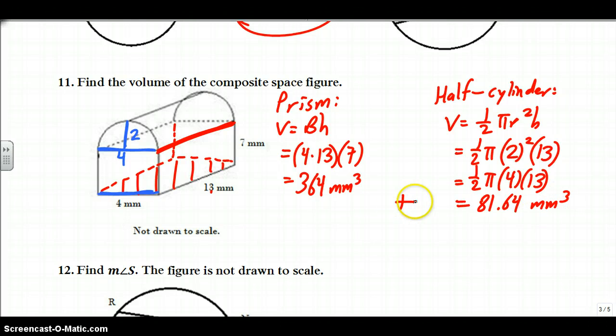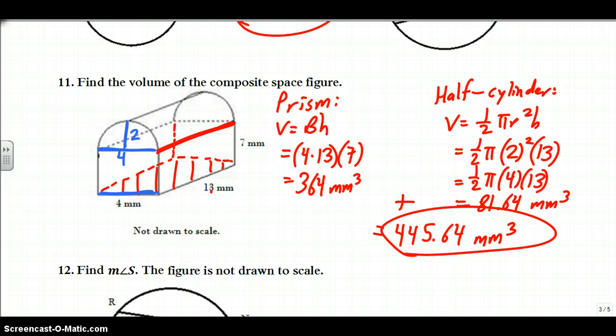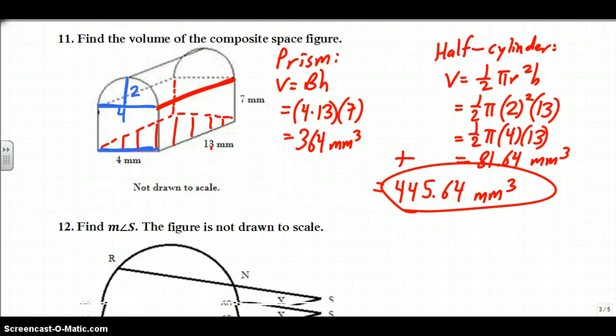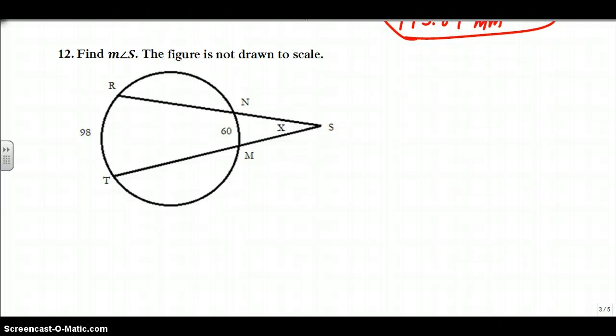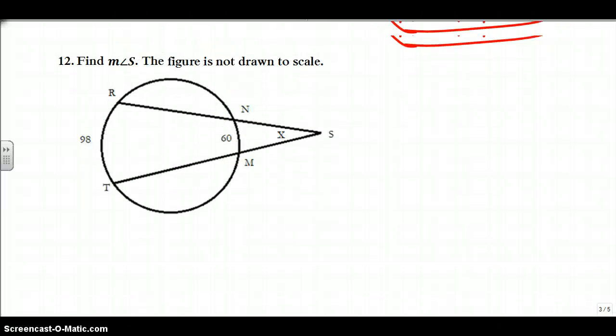And now I just have to add those two together. 364 plus my previous answer gives me a grand total of 445.64 cubic millimeters, okay? A lot of people are going to forget to take half of the cylinder, all right? Oh, I think we can maybe do one more here in this video. Yeah, we can finish this page.